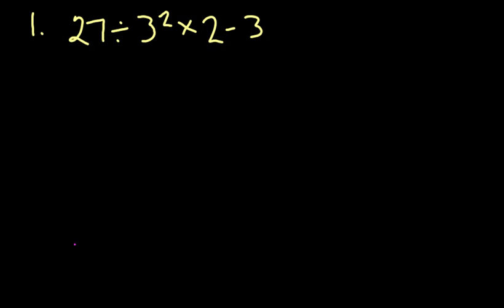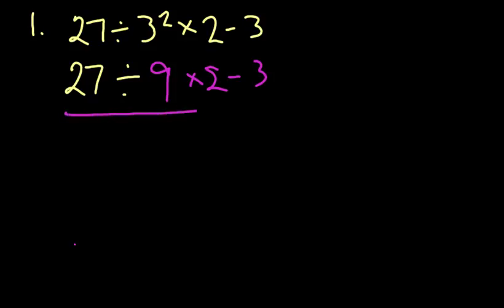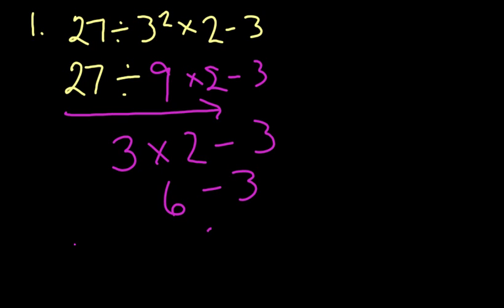Exponents. Yeah, I see an exponent, so I'm going to do it. So, 27 divided by 9, because 3 squared is 9, times 2, times 2 minus 3. Okay? Now, what do I do next? Multiply and divide. And I have to go in order from left to right. 27 divided by 9 is 3. 3 times 2 is 6. 6 minus 3 is 3. Done. Answer. Lovely.